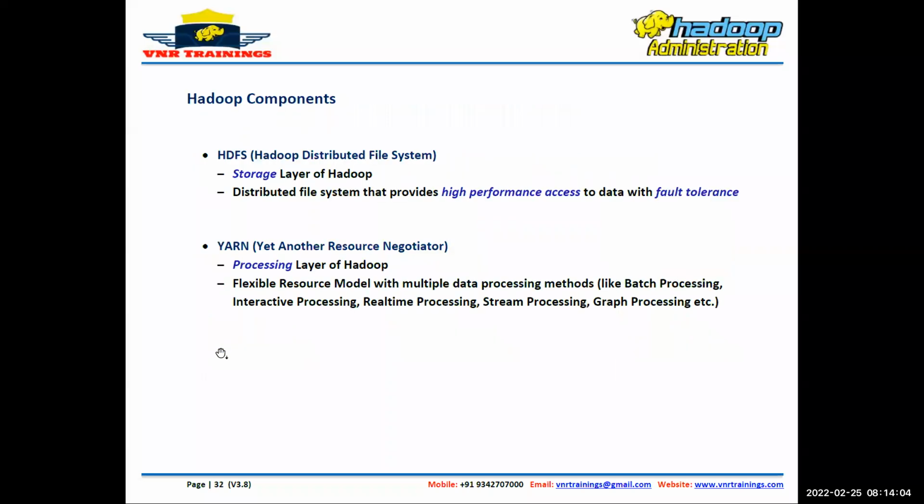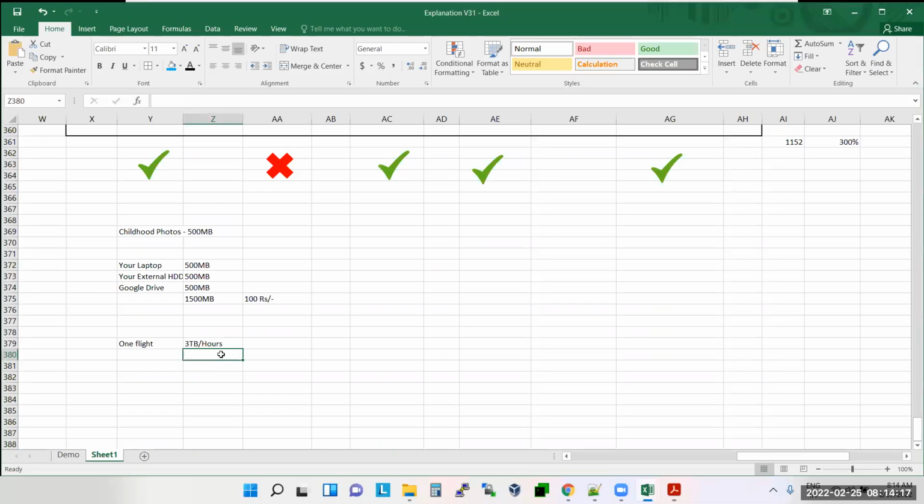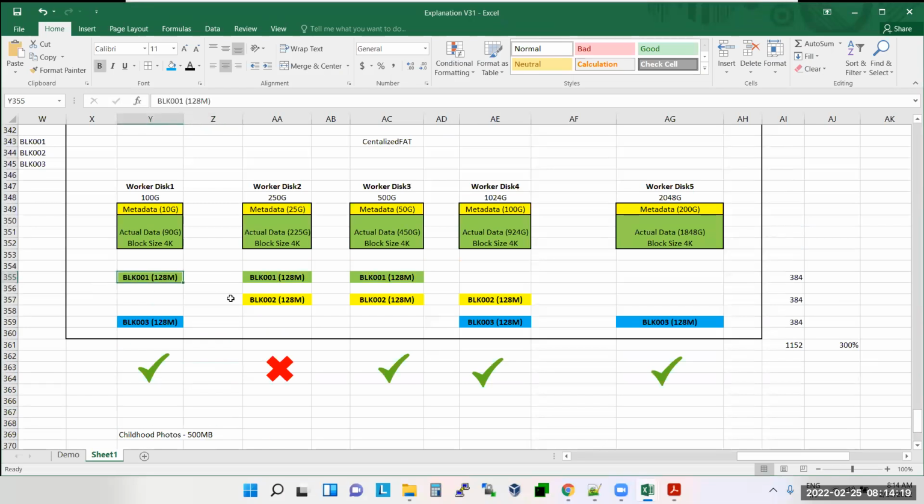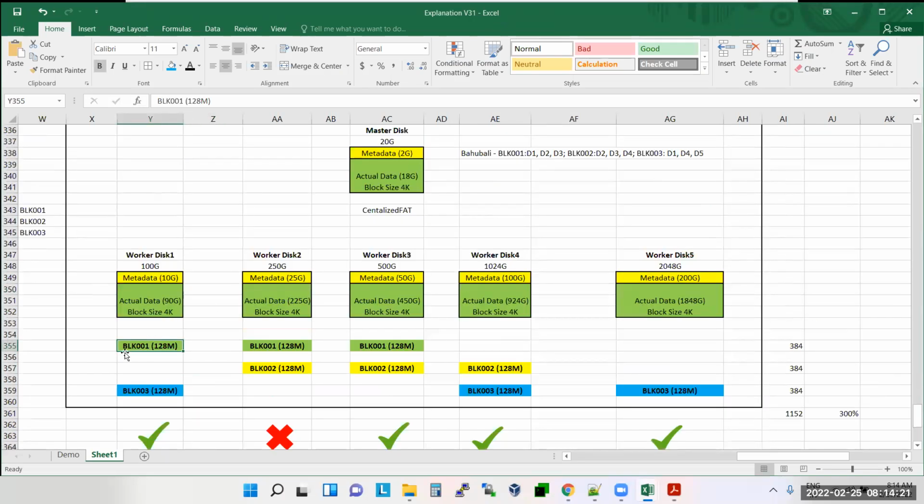Now let us slowly enter into Hadoop side cases. Sir, what if the master hard disk fails to work? Very good. If the master hard disk is failing, I will have pieces, but I don't know which pieces relate to which file. Yes or no?